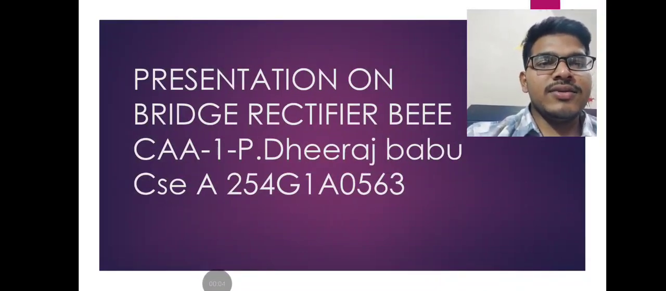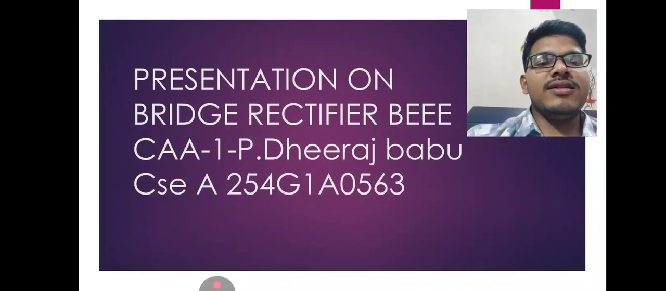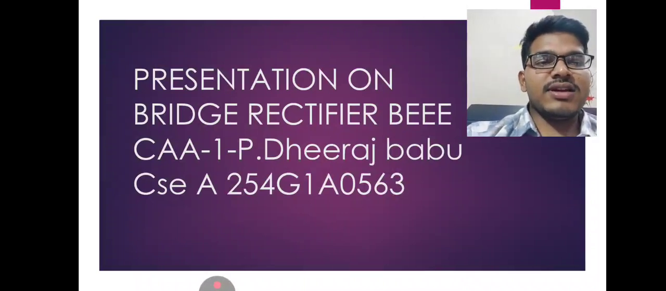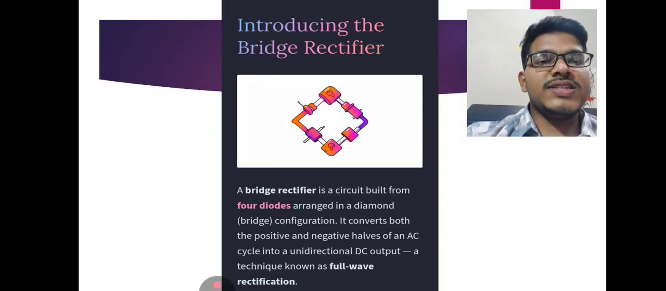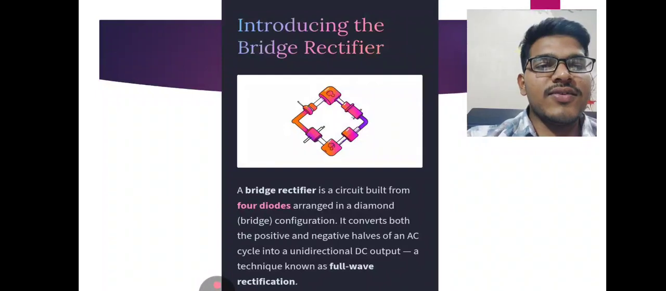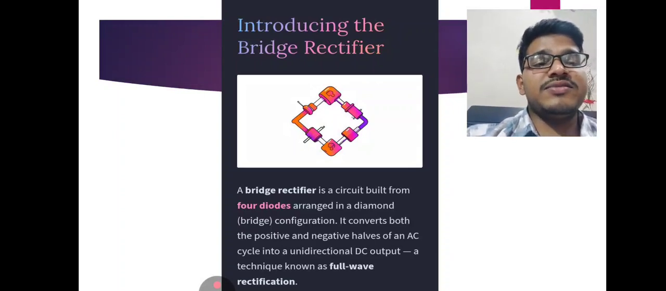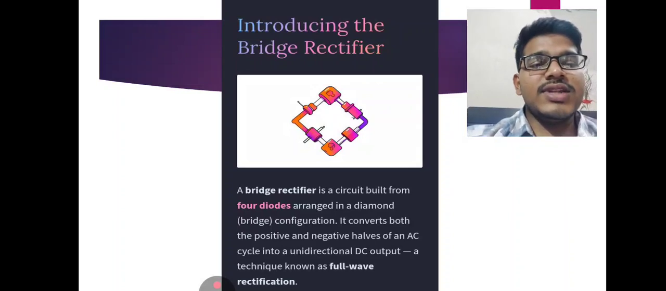Today I am going to give a video presentation on bridge rectifier, BEEE CAA-1, and our topic is bridge rectifier. First of all, we are going to give the introduction of bridge rectifier. A bridge rectifier is a circuit built from four diodes arranged in a diamond bridge configuration. It converts the positive and negative halves of an AC cycle into unidirectional DC output, a technique known as full wave rectification.